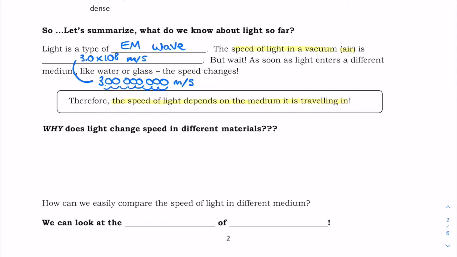So you may be wondering why the speed of light changes in different materials. The reason has something to do with the optical density. In this case, the optical density refers to the density of a material that is able to slow down the light.